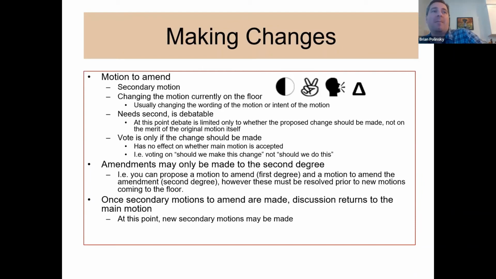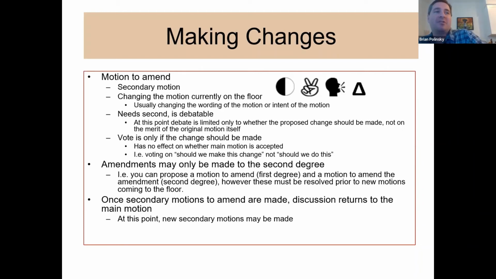So if someone wants to amend the amendment, that's a motion to the second degree, and you have to debate and discuss that and vote on that. And then you go back to the first degree, the motion to amend, and then that gets voted on, and then we go back to the main motion. And again, I'll show this to you in a chart. It will make a little bit more sense.